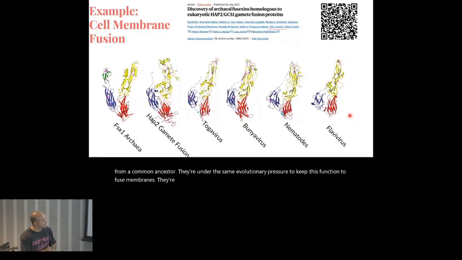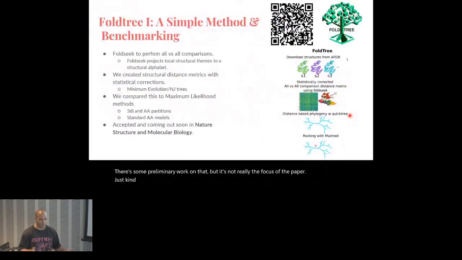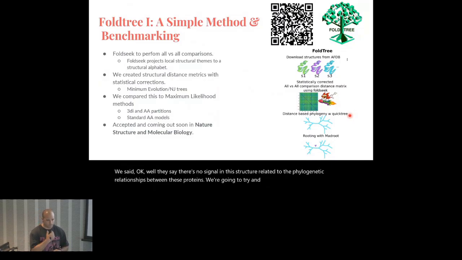They're all functionally equivalent. So we started making structural trees in this paper, and there's some preliminary work on that, but it's not really the focus of the paper. And just responding to the criticism that we got in this paper and going further with these ideas, we said, okay, well, they say there's no signal in this structure related to the phylogenetic relationships between these proteins. We're going to try and prove them wrong.